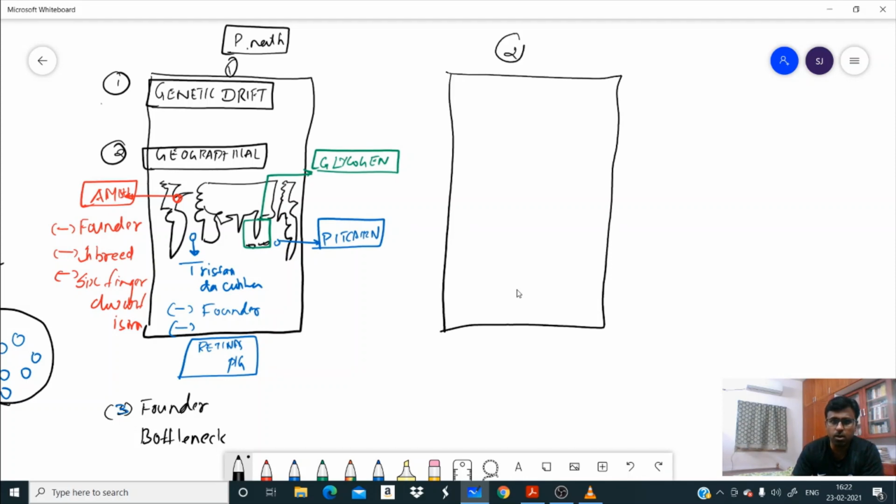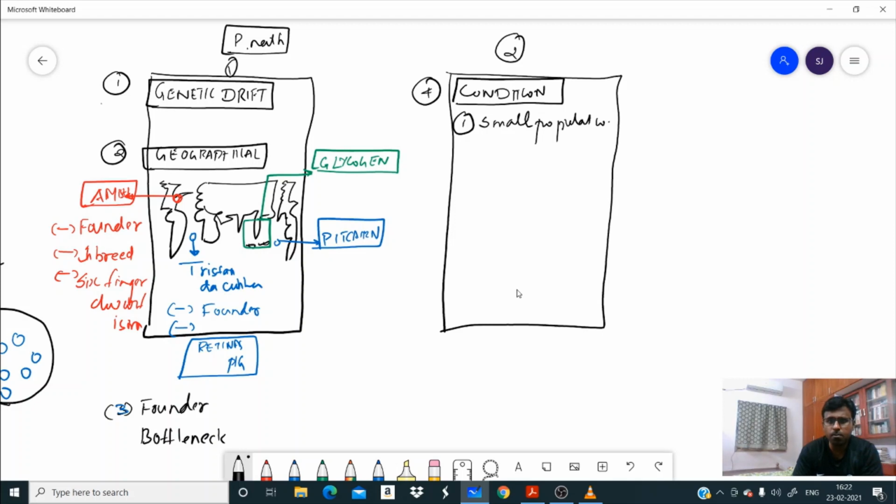So here is what you have to write. Fourth point. So three points here. Now you have to write the conditions necessary. So what are the conditions necessary for genetic drift? One condition I said, the first condition, is a small population.